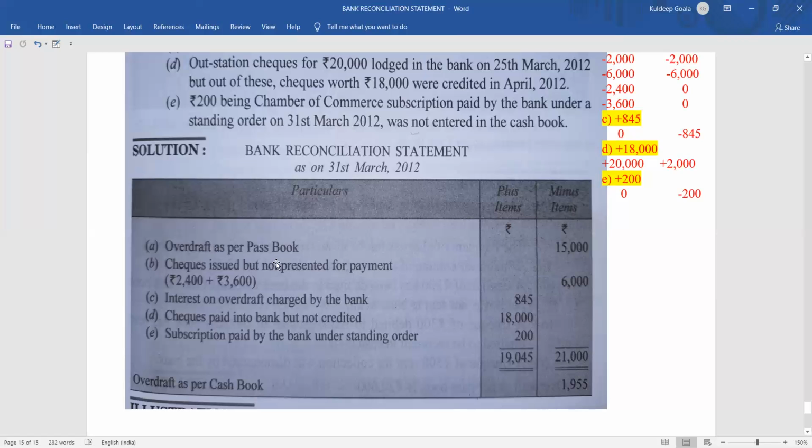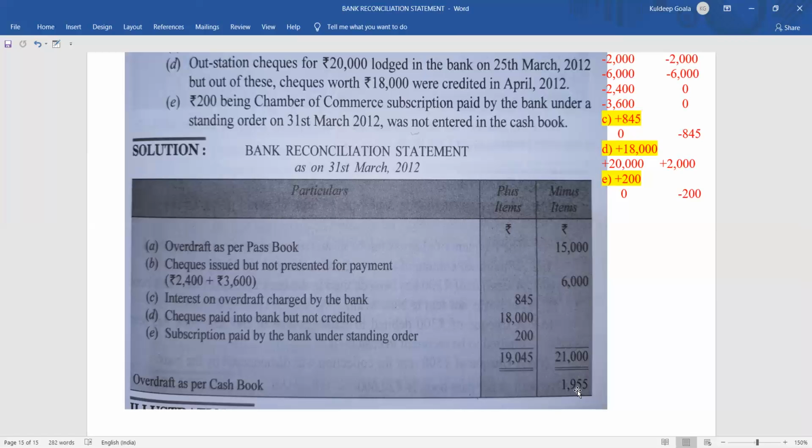We started with the overdraft balance as per passbook, and it is coming with the minus, so it is also overdraft. What will you write? Overdraft balance as per cash book, 1,955. Now remember, in any case, please remember this sentence very nicely.